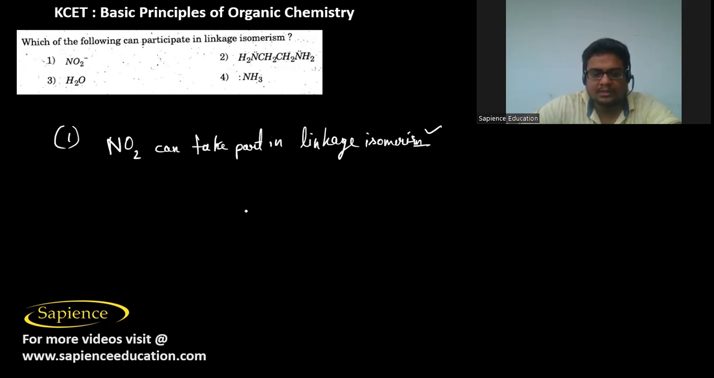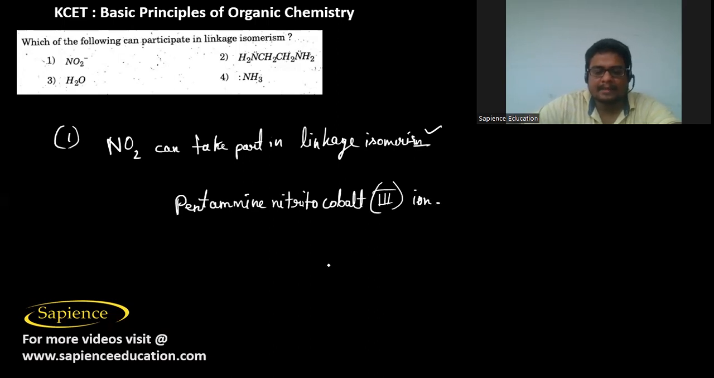For example, in this compound, which is called pentaamine nitrito cobalt 3 ion, here we have Co(NH3)5 ONO, and we have 2 plus. So it means this NO2 can link with the oxygen atom also.